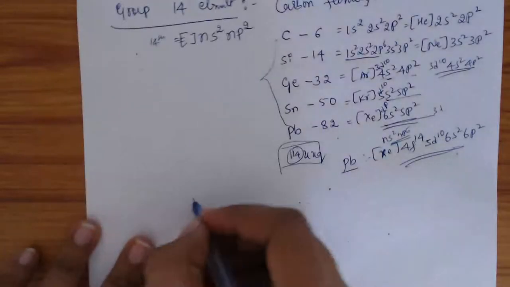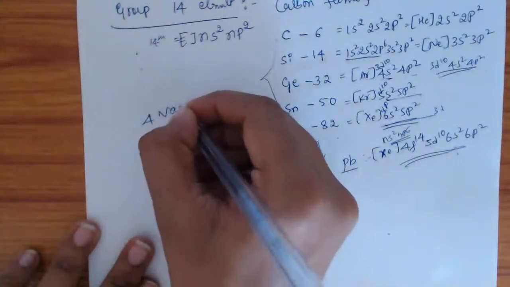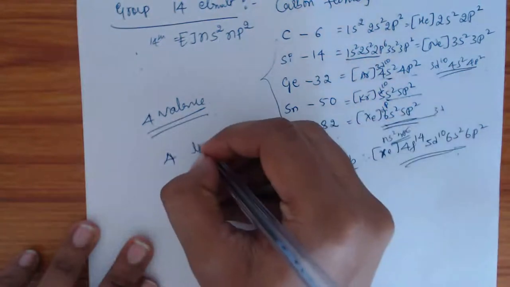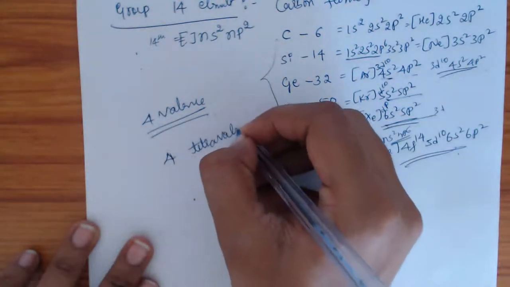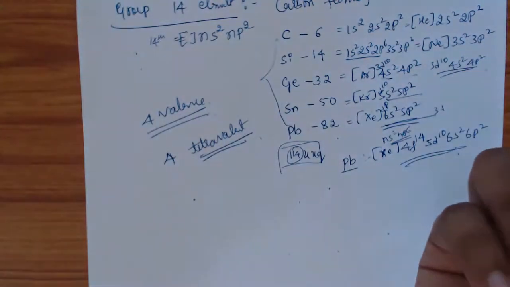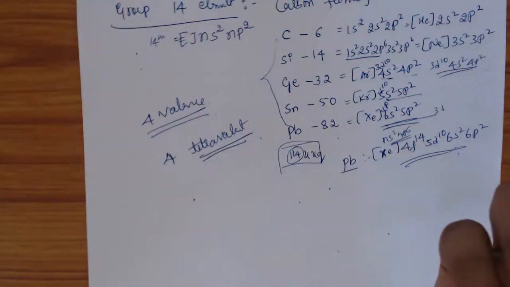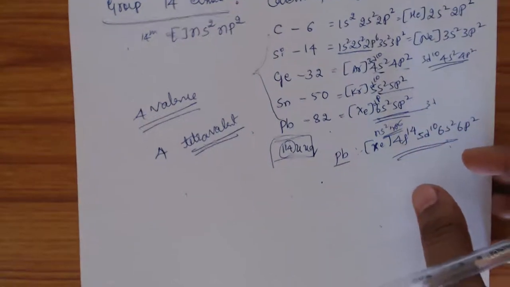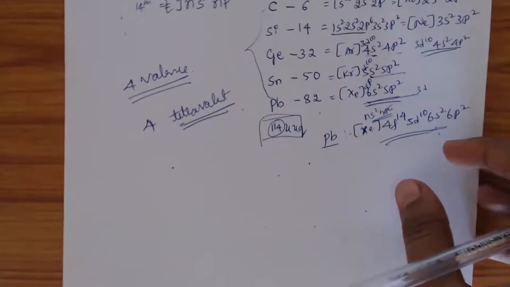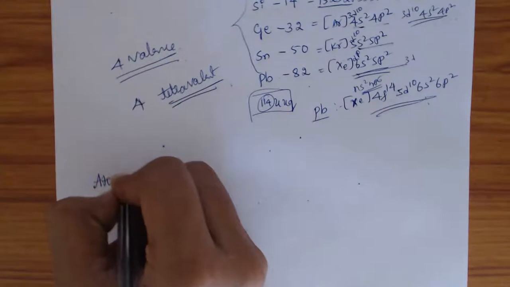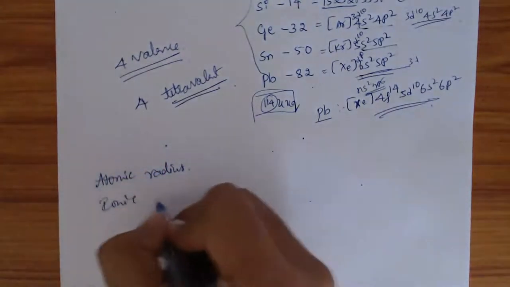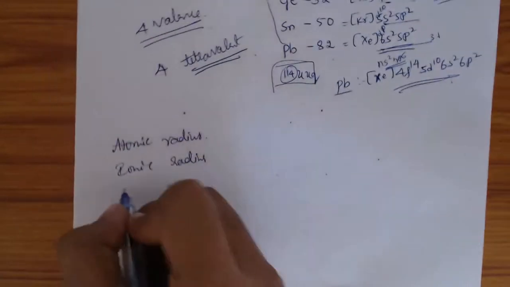There are 4 valence electrons in the outermost shell, so their valency is 4. So the elements in the 14th group are called tetravalent species. Okay, next, what are its physical dimensions? What happens to its atomic radius, ionic radius, and density?